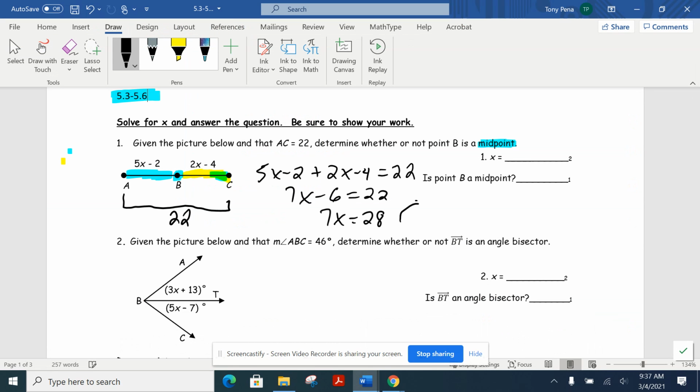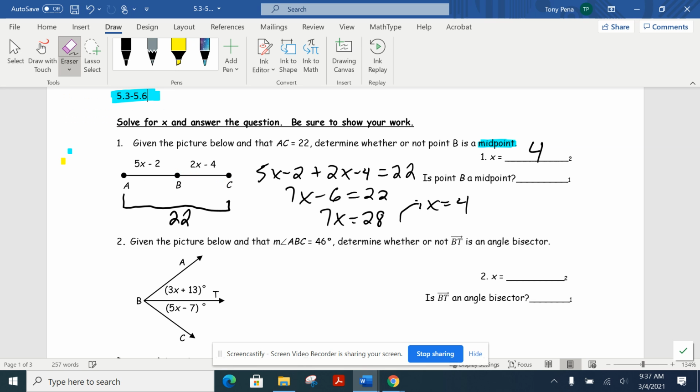So what we should get here when you solve this is that x equals 4. That's the first thing we want to look at: our x value is a 4. And then, yes or no, is this the midpoint? The only way this would be the midpoint is if this is an 11 and this is an 11. We don't know that yet. That's what we now want to check. These would both have to be 11.